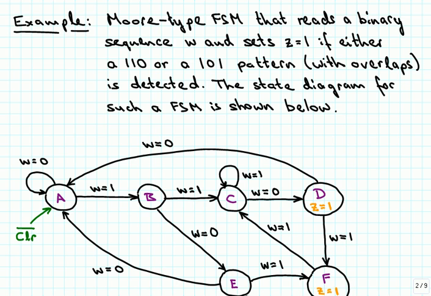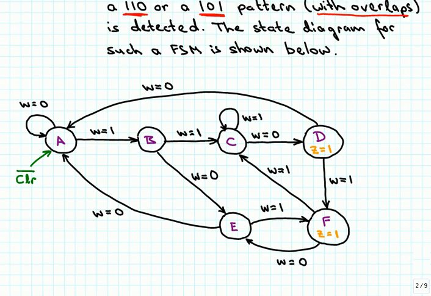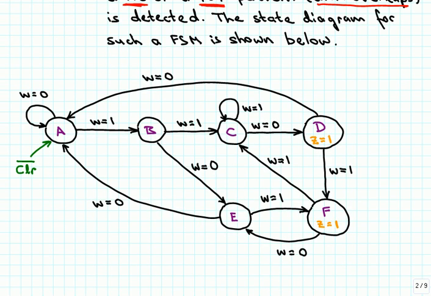Here's an example that we're going to use to illustrate the ideas of how to put this into Verilog code. We look at the Moore-type finite state machine that reads a binary sequence W and sets C equal to 1 if either the pattern 110 or the pattern 101 is detected within the string, and we do allow overlaps. The state diagram of such a finite state machine is shown here.